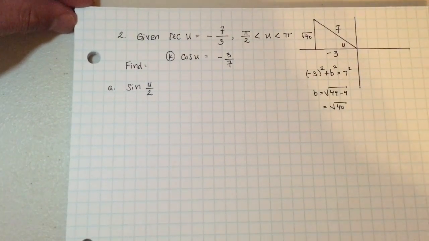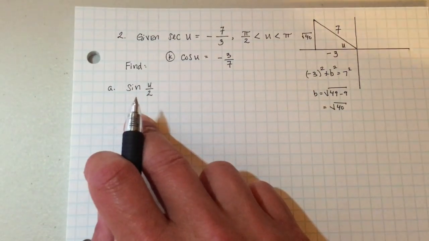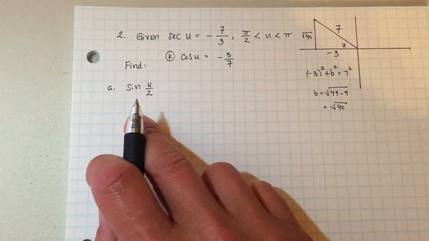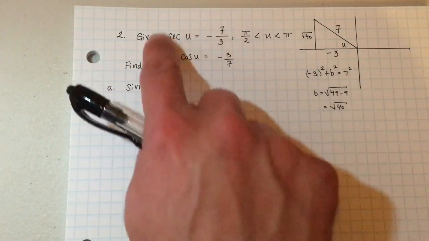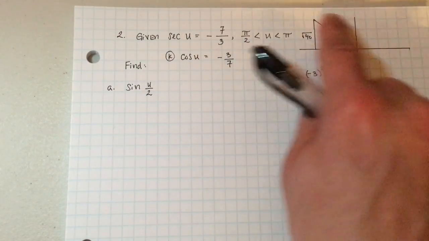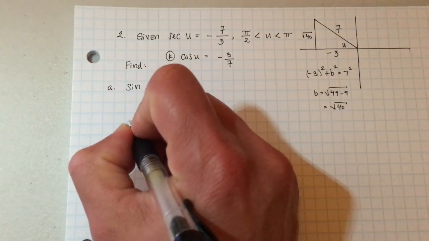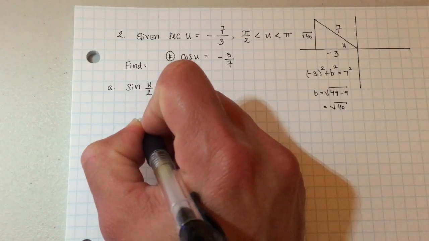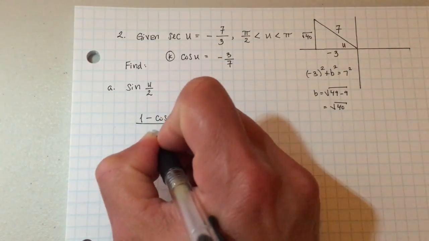Nice. So now I'm just going to go ahead and use sine, because they want sine. Okay, so first they got secant. So I drew my triangle. I was able to do it. And now I'm going to use the sine. So now I'm going to get the square root of 1 minus cosine of u divided by 2.